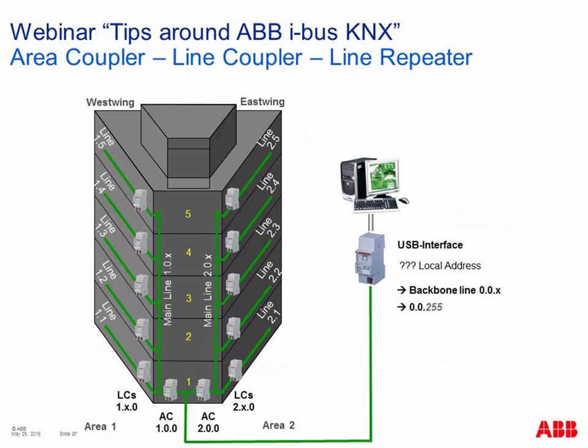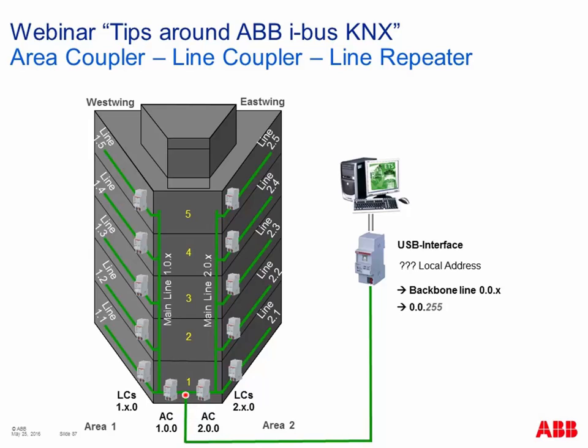Good, some words about the local address of the USB interface, a quite common mistake. For example, we have installed our USB interface in the so-called backbone line. Here we have our 2 area couplers, area 1, area 2, and this line is called the backbone line. When we install our USB interface here, take care that the USB interface has the correct individual address.